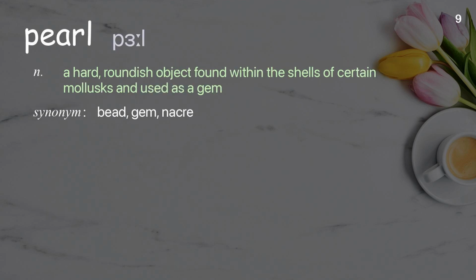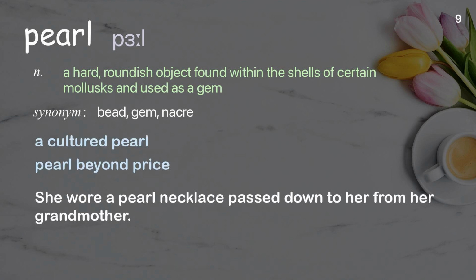Pearl. A hard, roundish object found within the shells of certain mollusks and used as a gem. Examples. A cultured pearl. Pearl beyond price. She wore a pearl necklace passed down to her from her grandmother.